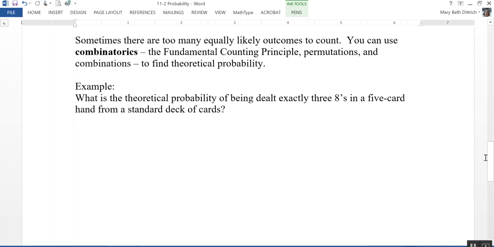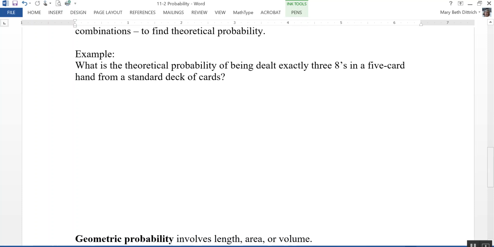Sometimes there are too many equally likely outcomes to count. In that case, you can use something called combinatorics, that is, using the fundamental counting principle and permutations and combinations to find the theoretical probability. So here's an example, and it's a little complicated, but that's okay, we can do this. What is the theoretical probability of being dealt exactly 3 eights in a 5-card hand from a standard deck of cards?